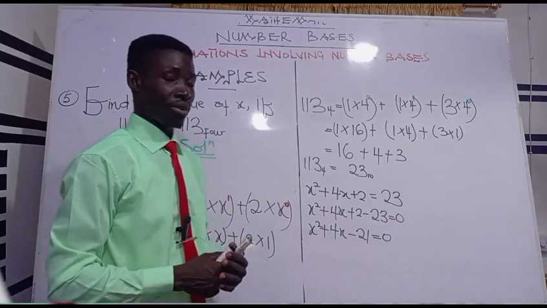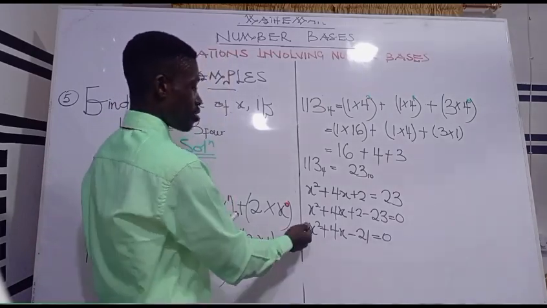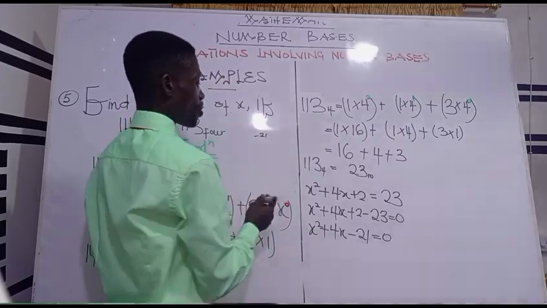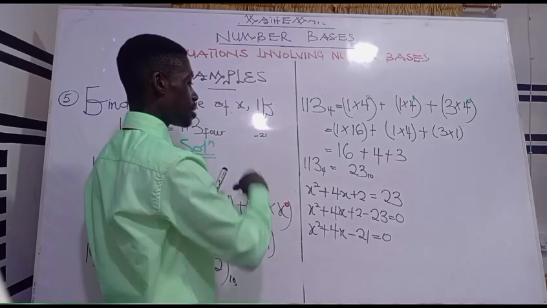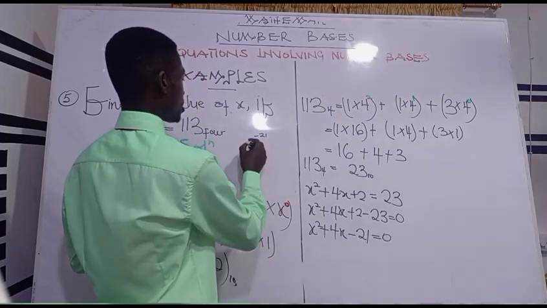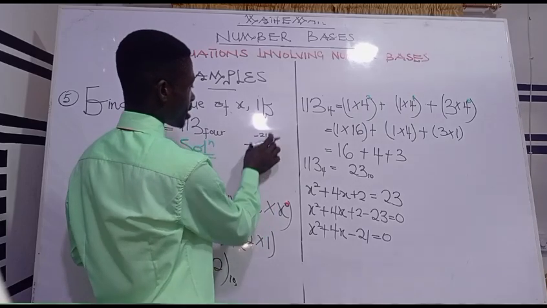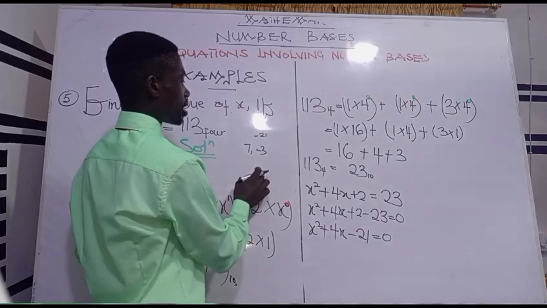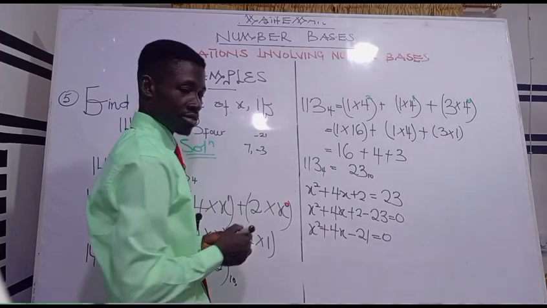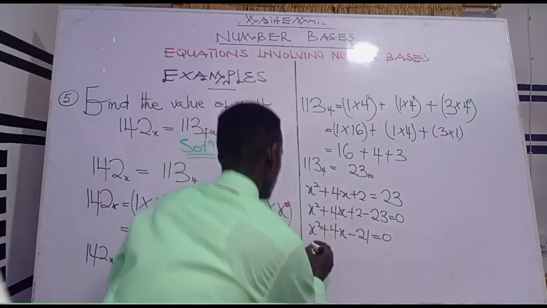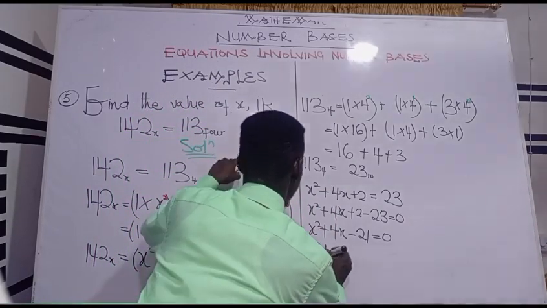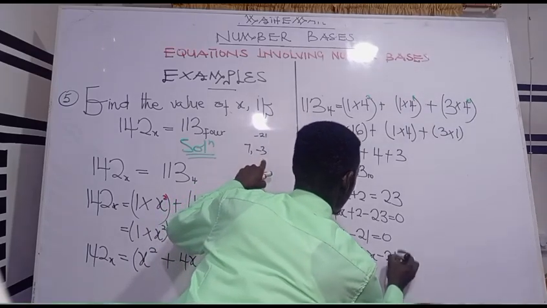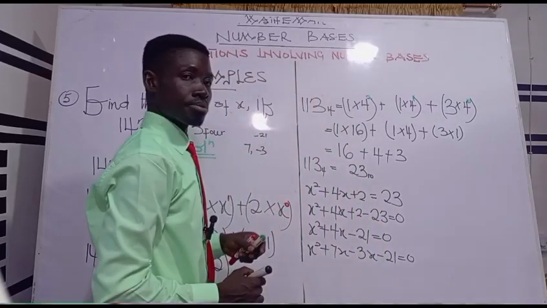Okay, so let's use the factorization method. So we multiply the coefficient of x squared by 21. We have negative 21. We find the factors of 21 that when we sum them, we are getting 4. And that is 7 and then 3. 7 times negative 3 will give you negative 21. When you sum them, you are getting positive 4. Good. So we are going to get x squared plus 7x minus 3x minus 21 is equal to 0.